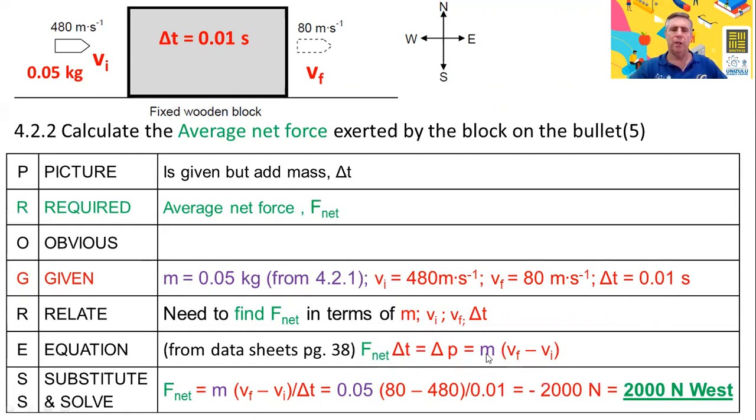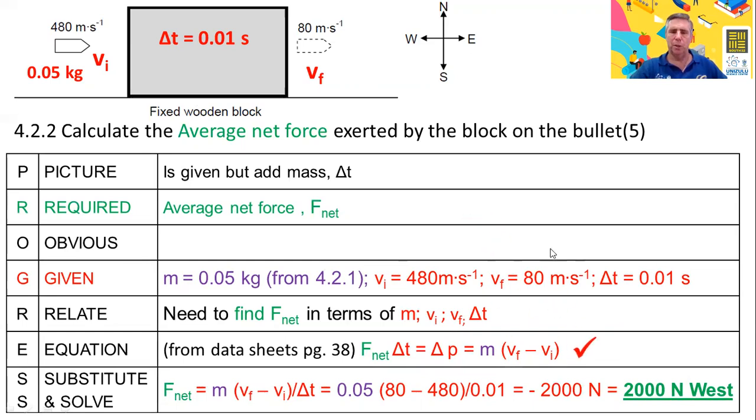So in finding an equation, we need to relate F net in terms of those 4 variables that we know. So from the data sheets, we will find the impulse momentum theorem equation. F net delta t equals delta p. And of course, delta p is m times v final minus v initial. So we now have all the variables we need, and we can simply substitute in. Substitute the mass from the first part of the question, the final and the initial velocities, and then delta t. Now you'll notice we get a negative answer, and we've been taking motion to the right as positive. The negative force to the right is the same as a force to the left or in a westerly direction.